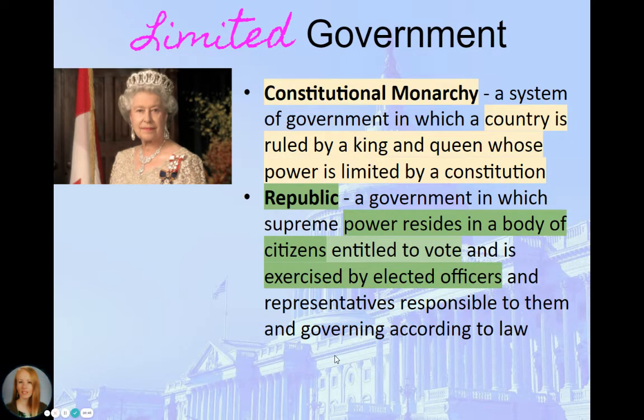Other forms of limited government are a constitutional monarchy, a system of government in which a country is ruled by a king or queen whose power is limited by a constitution. And then a republic, a government in which the supreme power resides in a body of citizens entitled to vote and is exercised by elected officers and representatives responsible to them and governing according to law.